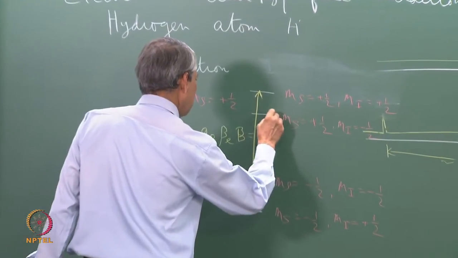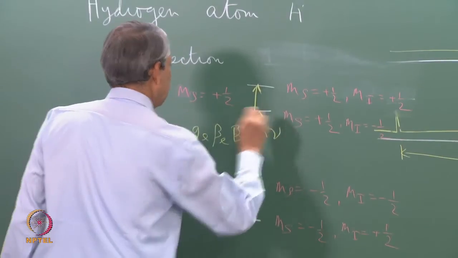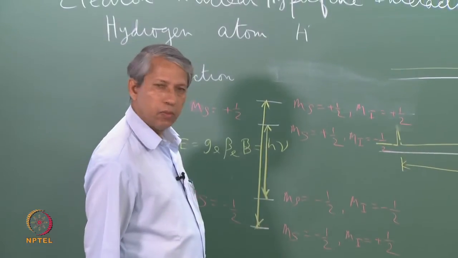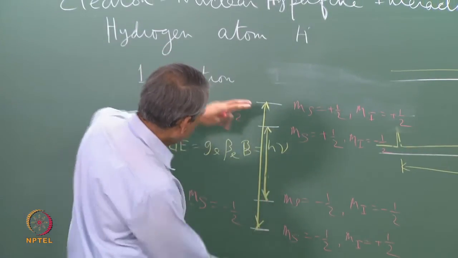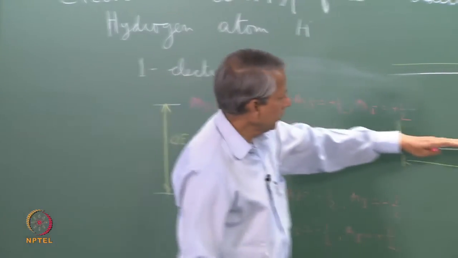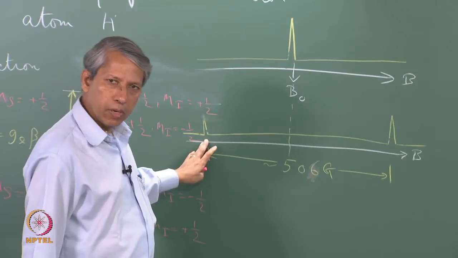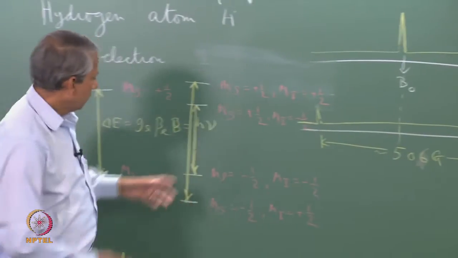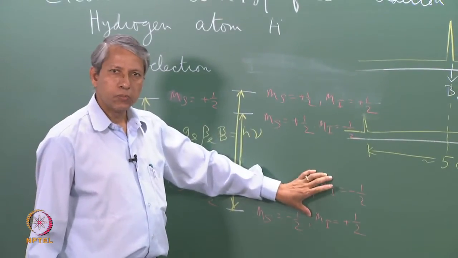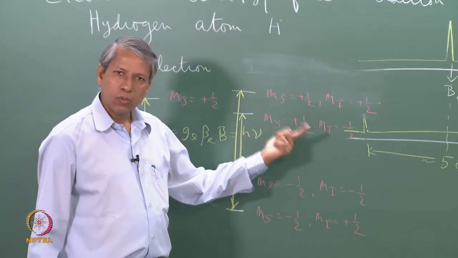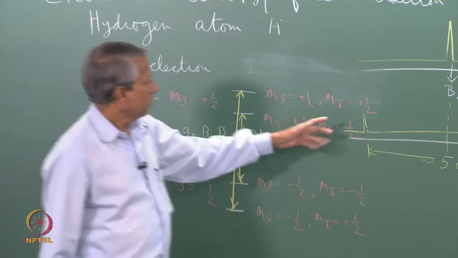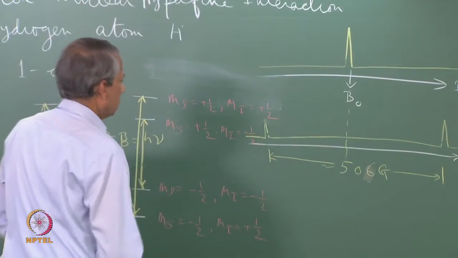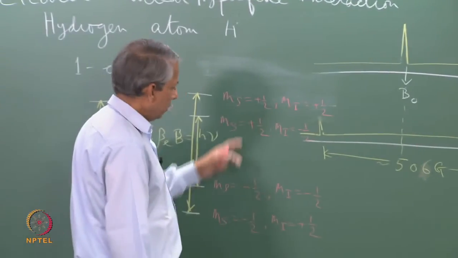Here another one, m s equal to minus half to plus half, m I remains same in minus half and minus half. So, you see the two transitions correspond to two different energies, and that will be reflected here in two different types of magnetic field. So, the splitting that you see here is therefore coming from this possible orientation of the nuclear spin in a magnetic field. See, in one proton I get possible orientations of two types, I get two lines of this kind. I get two lines here, and these are called therefore hyperfine lines coming from the one proton.